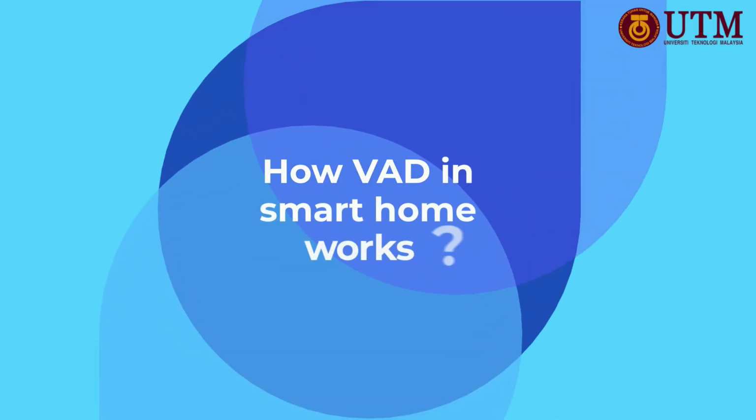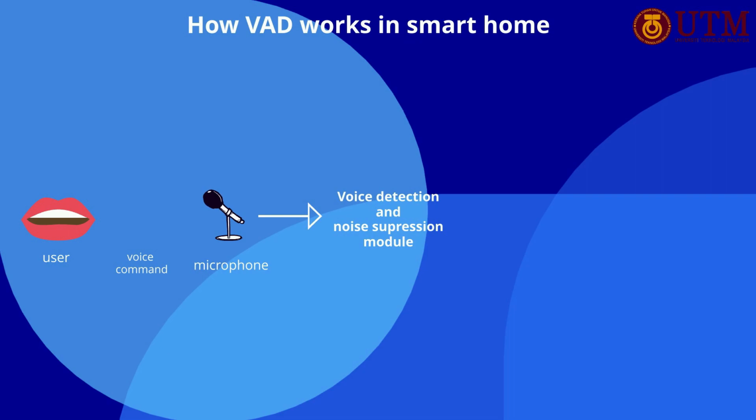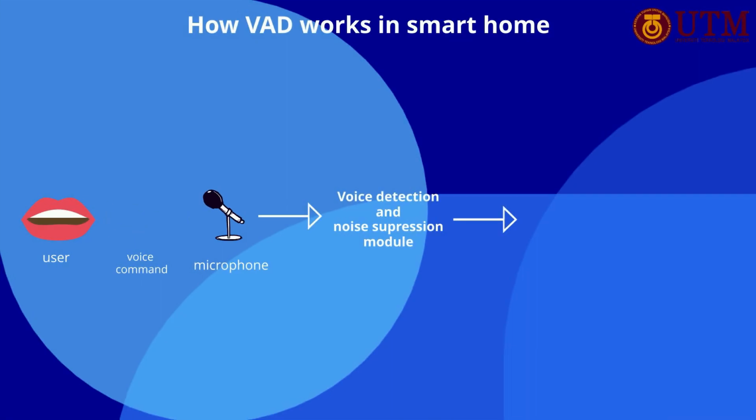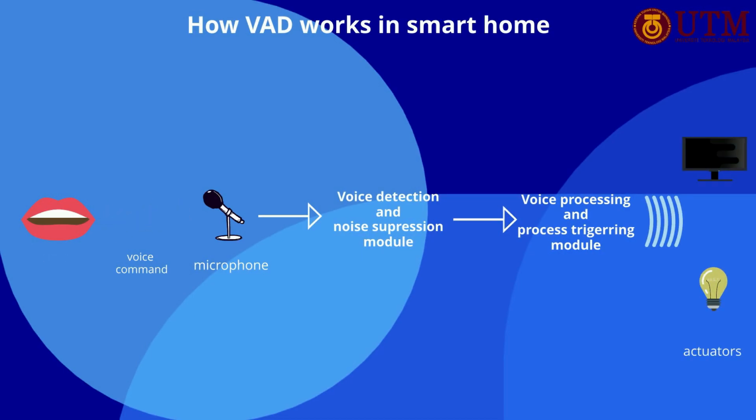So, how does VAD on smart home work? Well, here I will show you the diagram of how this can happen. It starts when the user starts speaking and gives a voice command such as "Hey Google, turn on light." After that, the smart home device will detect the voice command and also perform a noise suppression module so as not to hear the ambient noise that can interfere with hearing the voice command from the user. After that, the device will start doing voice processing and process triggering module, whereas before the user told it to turn on light, and it will continue to turn on the light.